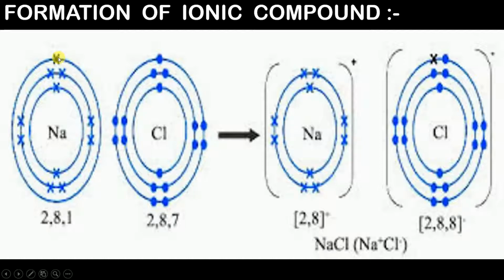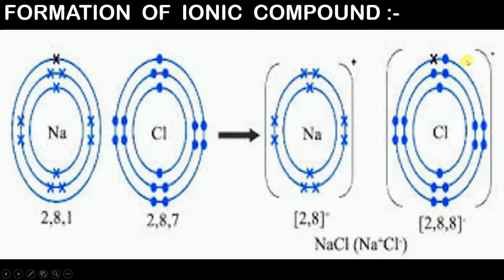this one electron of the sodium atom is going to get transferred to the chlorine atom. As you can see over here, the electron has now transferred from the sodium atom to the chlorine atom. Due to this, the number of electrons in the sodium atom has decreased, and therefore the sodium atom gains a positive charge. Since the number of electrons in the chlorine atom has increased, the chlorine atom gains a negative charge.